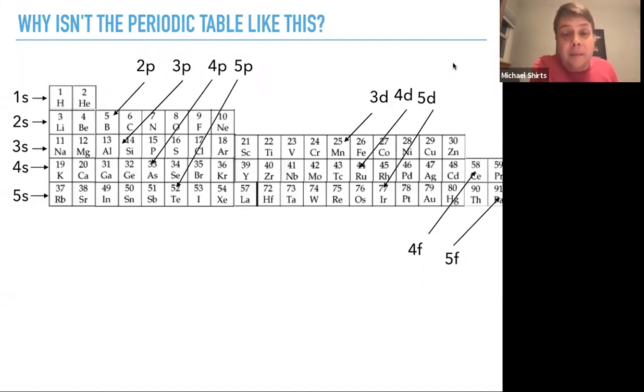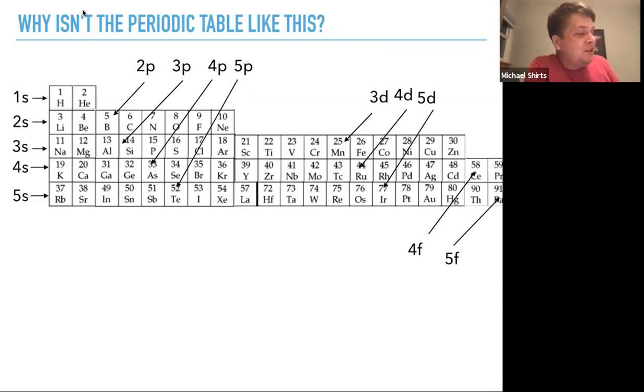I mean, it's still periodic in the sense that when we stack it like this, everything in the same column has the same behavior, but it's not what we see. We don't see the patterns like this. We see different patterns. Why isn't the periodic table like this? 1, 2, 3, 4, 5, 6, 7, 8, 9, 10. That behaves pretty much all right, and up through 18. But after that, things start going a little crazy.